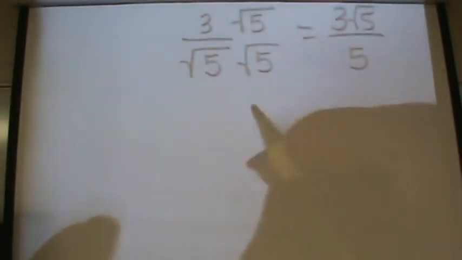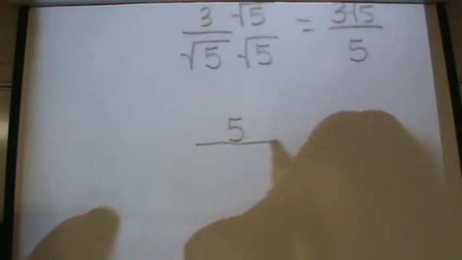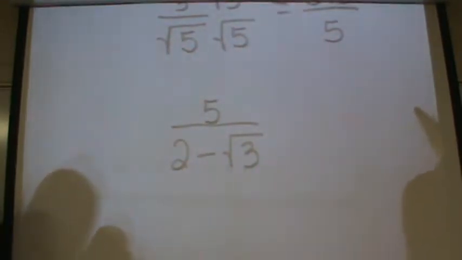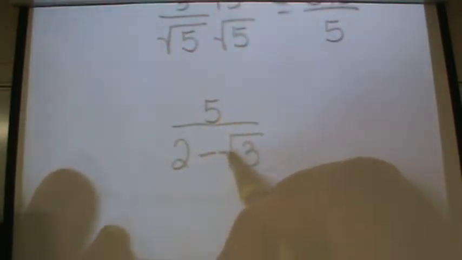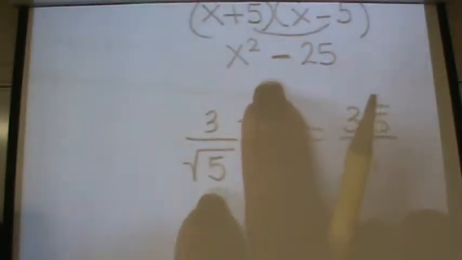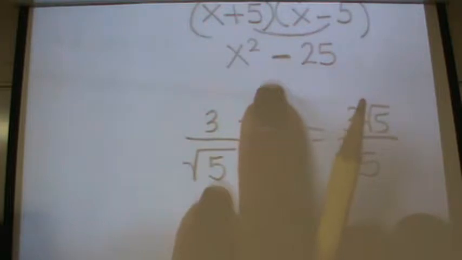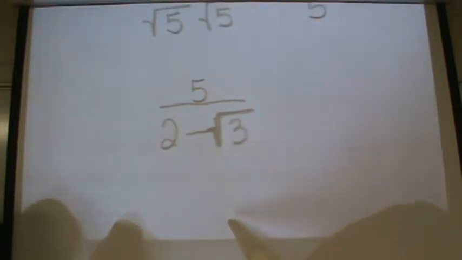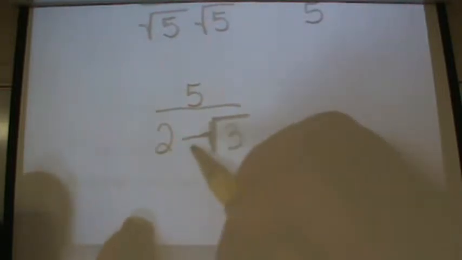So now, in today's assignment, you're going to see something like this. What's wrong with this problem? What was wrong with this problem before I did that? The problem was, we have a radical in the denominator of a fraction, and we said it's not proper to have that. We don't want that. So what you're going to do is multiply.